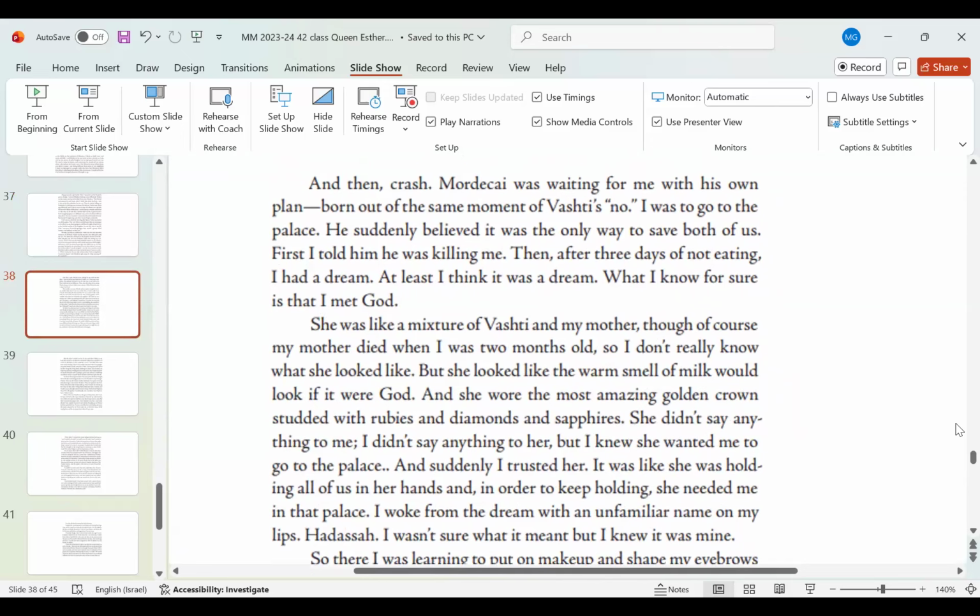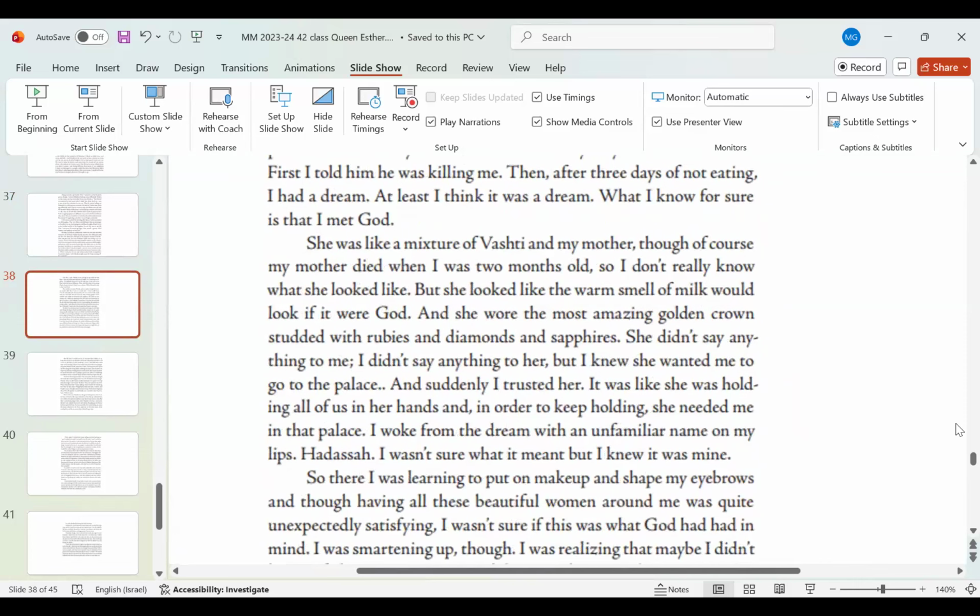And then crash. Mordecai was waiting for me with his own plan, born out of the same moment of Vashti's no. I was to go to the palace. He suddenly believed it was the only way to save both of us. First, I told him he was killing me. Then, after 3 days of not eating, I had a dream. At least I think it was a dream.